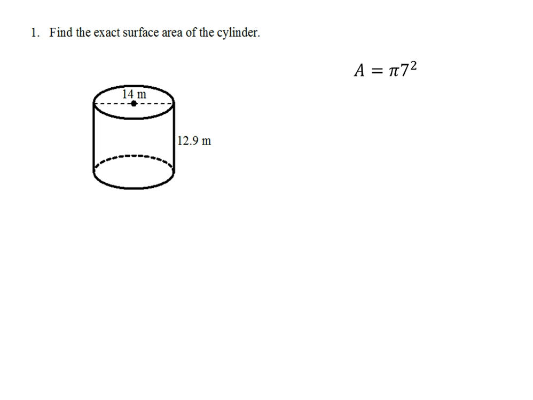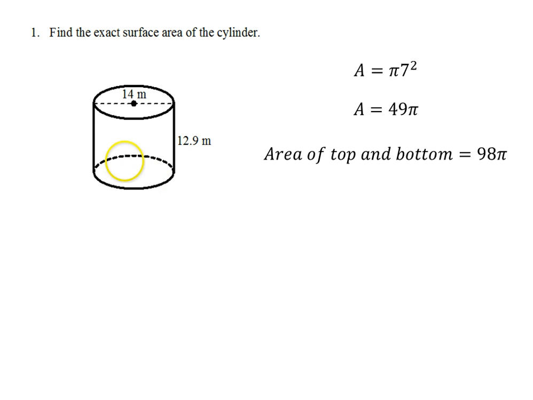Why is that a 7 in the formula? Because the radius of the circle is 7. The indicated value here is the diameter. 14 is the diameter, therefore 7 is the radius. So the area of this circle right here is pi times 7 squared, which is 49 pi. Notice I'm leaving it in terms of pi because I don't want to deal with the decimal. Therefore, the area of the top and the bottom of this cylinder is 98 pi. That's the area of the top circle and the bottom circle put together.